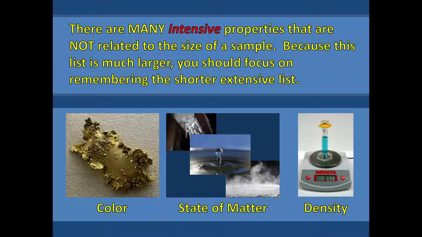So, the density of water is 1 gram per cubic centimeter. It doesn't matter if you have a drop of water or a liter of water. It's always 1 gram per cubic centimeter.